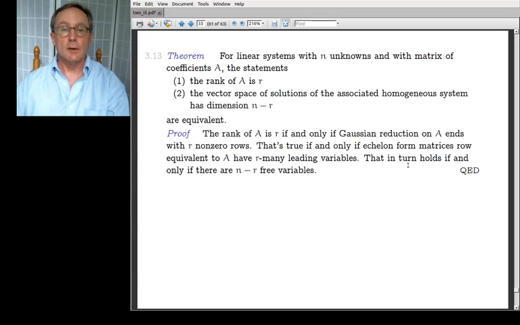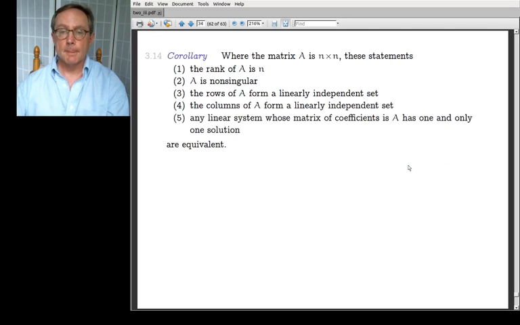Okay, and again, we have all this terminology, we have all this technology, we're able to tie it all together. So the rank of A is r if and only if Gaussian reduction ends with r many non-zero rows. And of course that holds if and only if the echelon form matrices row equivalent to A have r many leading variables, and that in turn holds if and only if there are n minus r many free variables.